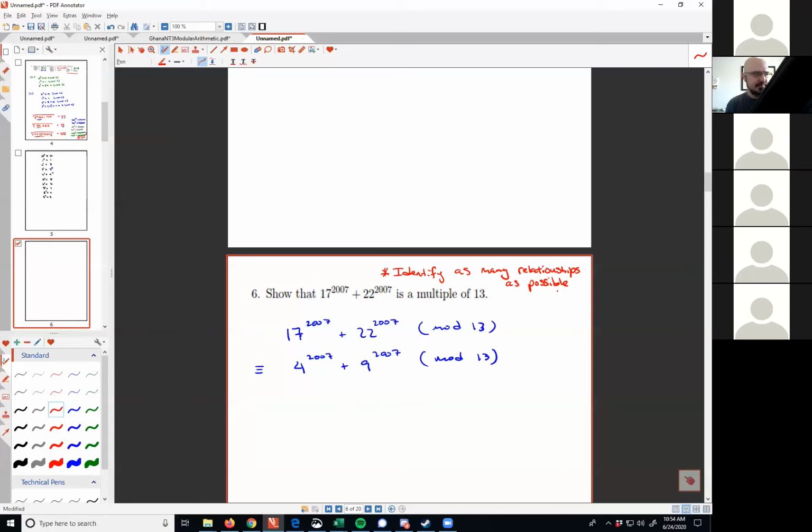Well, 13 is 0, which means, and the only way you can get 0 in a modulus is if it's a multiple of 13, which proves that when you sum 17 to the 2007 power plus 22 to the 2007 power, it's a multiple of 13. Well, we can't just add 4 plus 9. I mean, we're taking 4 to a big power and 9 to a big power. Notice that 4 squared plus 9 squared is not a multiple of 13. It's not 0 mod 13.